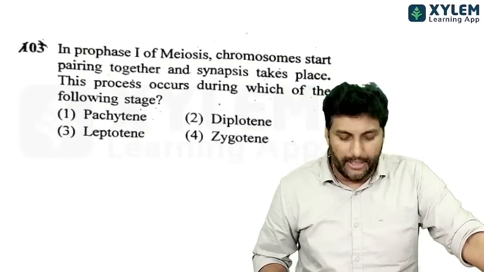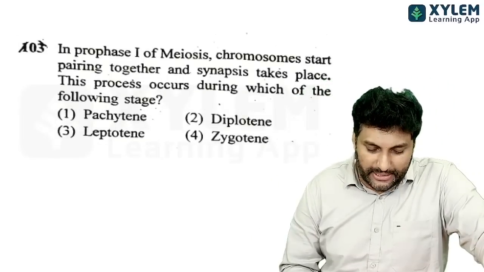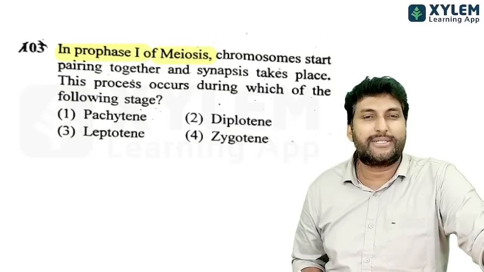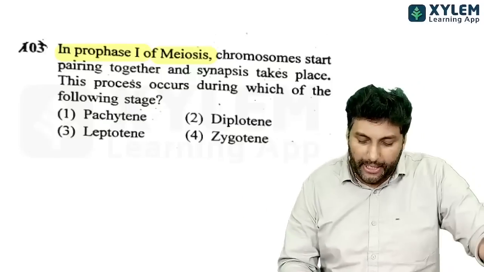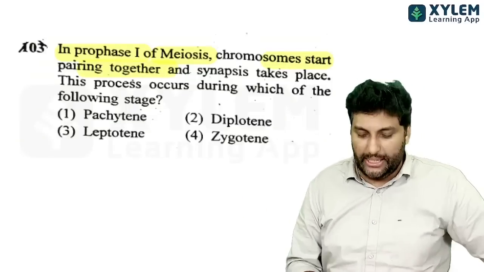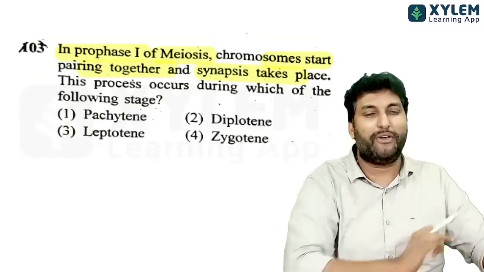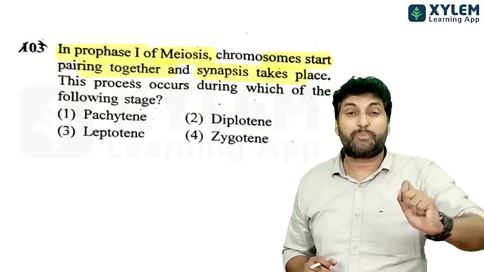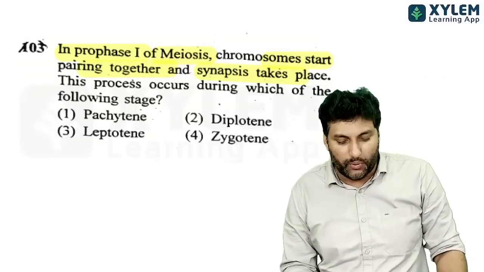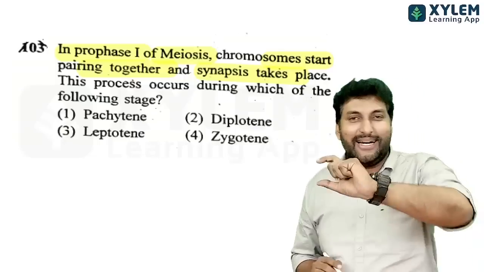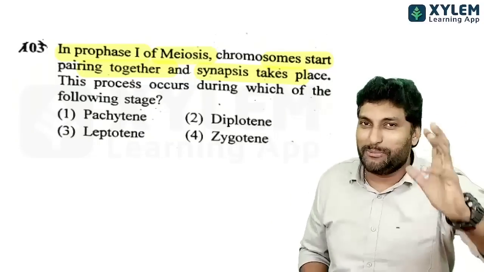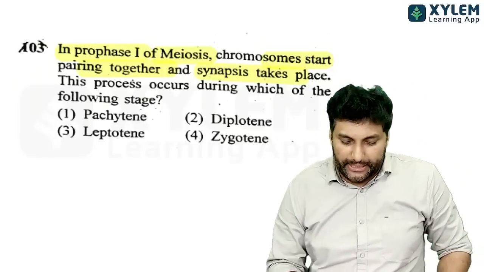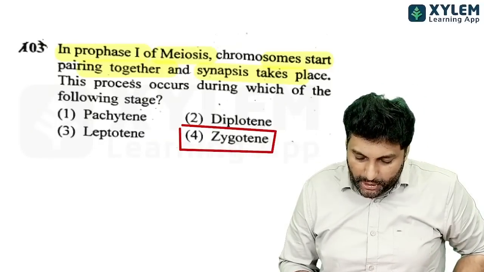Let's move to the 103. The question belongs to cell cycle, and the question is this. We can see that they are asking about prophase first of meiosis. Prophase, you know that it is very long. Chromosomes start pairing together, and actually synapsis takes place in prophase first. They are asking at which stage of prophase first the synapsis process takes place. So the right choice goes to, you know the sequence of events of prophase 1: leptotene, zygotene. So actually zygotene is the right one. Okay, so zygotene is the right answer of 103.